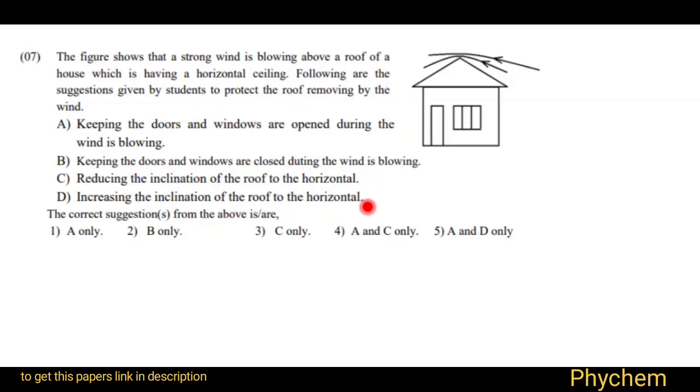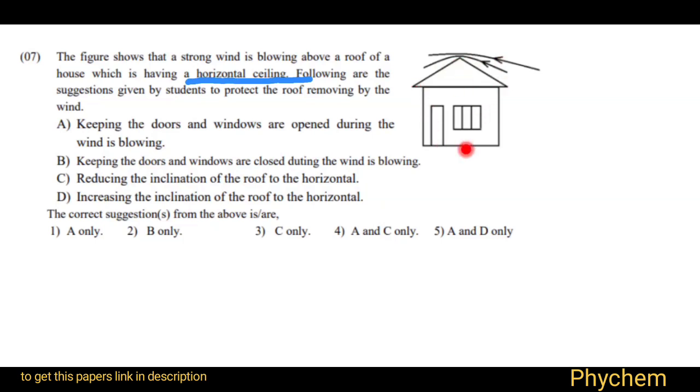The question is, there is a house shown in this figure, and some students are suggesting ideas to keep the roof in the same position because a high wind is blowing. So this question completely depends on Bernoulli's equation. You have to note the point that this house has a horizontal ceiling. Usually, the horizontal ceiling separates the bottom of the roof from your moving environment.